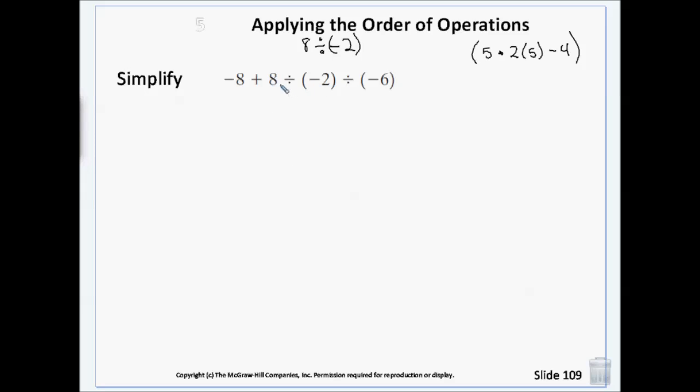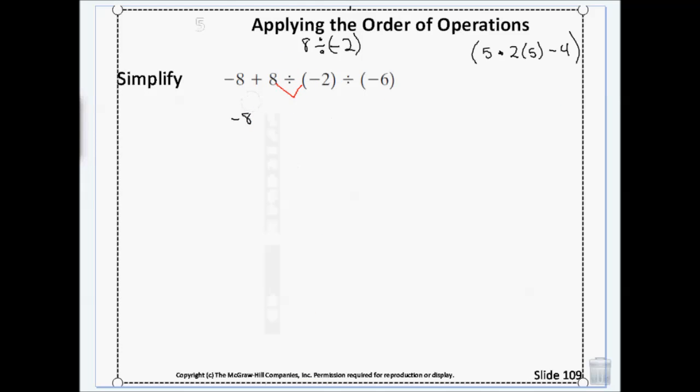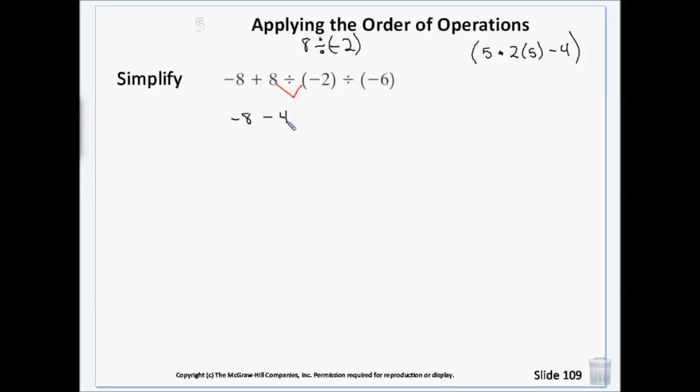So the first operation we come across that is in our order is division. So we'll do the division first. So I get -8, and then 8 divided by -2 is -4, and then divided by -6. And then I have to do this division next. Okay, so I'm going to put that back in parentheses and put a plus there. -4 divided by -6. Well, I'm going to write it this way, and that's going to give me positive 2/3. I'm taking this -4 divided by -6, and I'm rewriting it in fraction form.